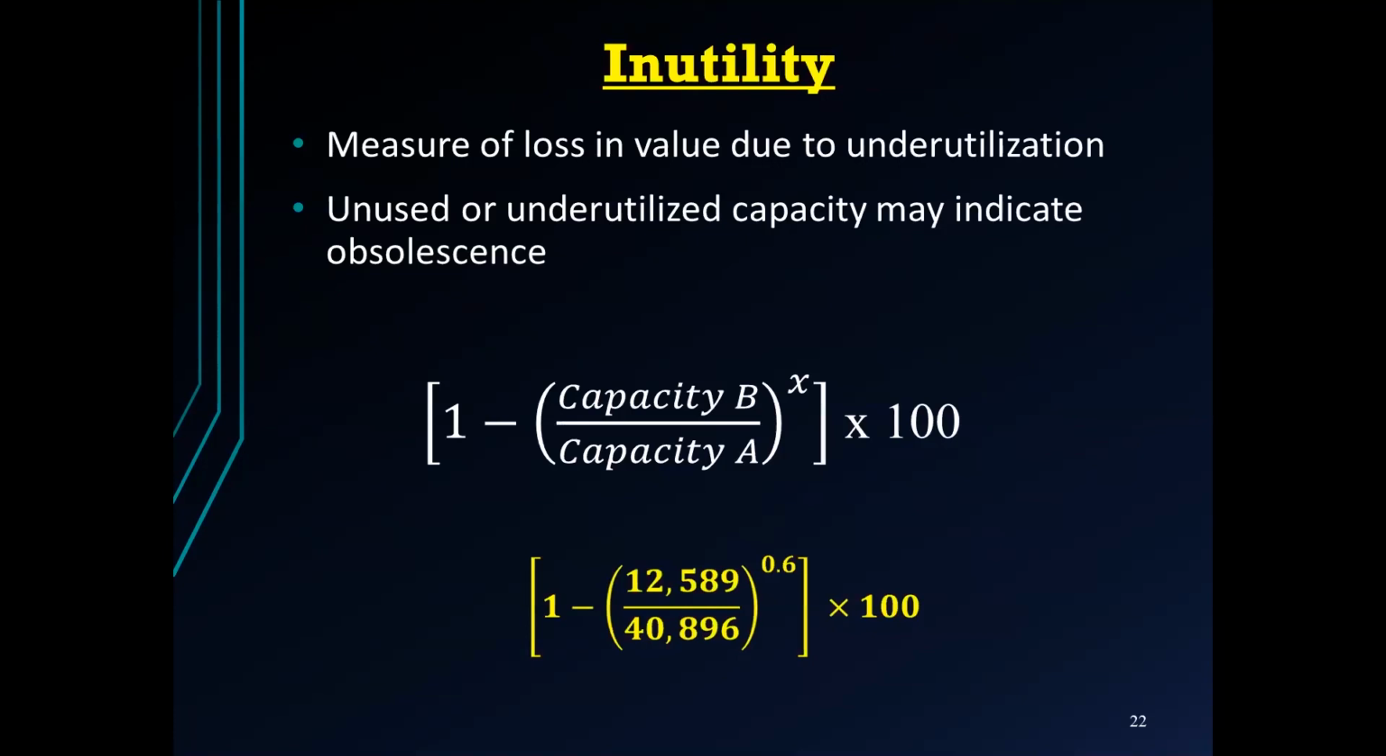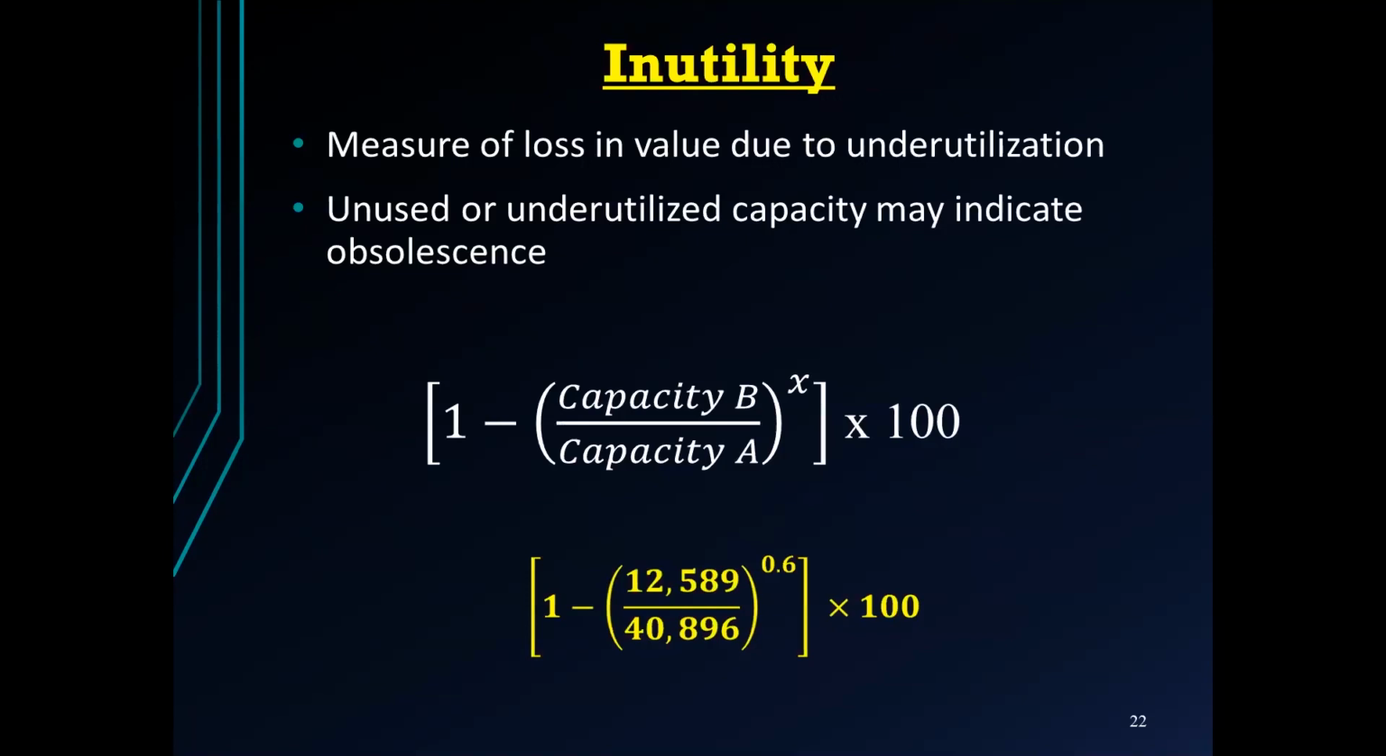And so if you have that unused or underutilized capacity, that can indicate that there's obsolescence. Here's the basic formula. It's 1 minus capacity B, which is your actual capacity, over whatever your capacity would be. And then you have an exponent, which is called a scale factor. We'll talk about that in a second, multiplied by 100 to turn it into a percentage. That's the basic formula. There's an example below there.